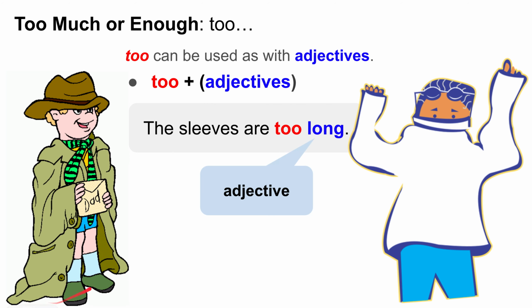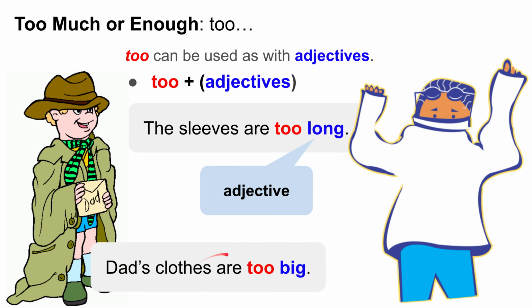Here we can see this boy. He's wearing clothes, probably his dad's clothes. So we can say dad's clothes are too big. Again, here the adjective is big. Now when we say too big, it means that it's more than enough. It's too much, too great.